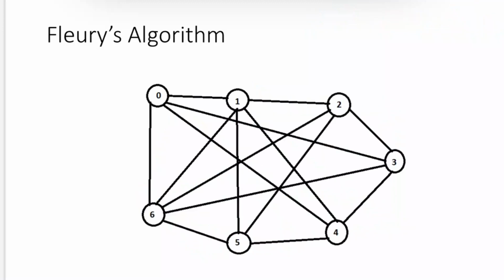So on this one, let's go ahead and calculate out the degree of each vertex. So vertex 0 has degree 4 because there's 4 edges leaving it. Vertex 1 has degree 5. Vertex 2 has degree 4. Vertex 3 has degree 4. Vertex 4 has degree 4, 5 has degree 4, and vertex 6 has degree 5.